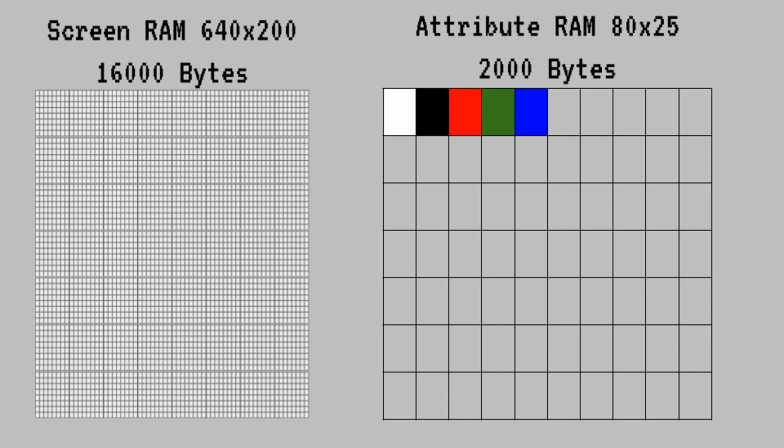Effectively, this means we have to deal with 2 different screen layouts. On one hand, we have the screen RAM, where 1 byte sets 8 subsequent pixels. For 640 by 200, this is 128,000 bits, or in other words, 16,000 bytes. On the other hand, we have the attribute RAM, where 1 byte sets background and foreground colors for a full 8 by 8 block. For 80 by 25 blocks, this results in 2000 bytes of memory usage.